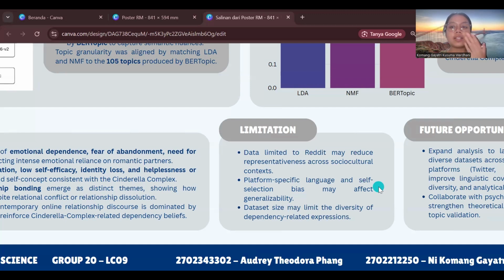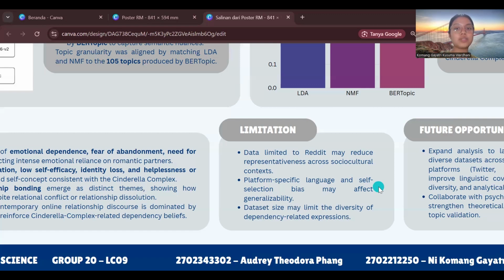It may affect the result. Okay, next we have the limited size of the dataset. So it also may limit how many different forms of emotional dependency we can capture.